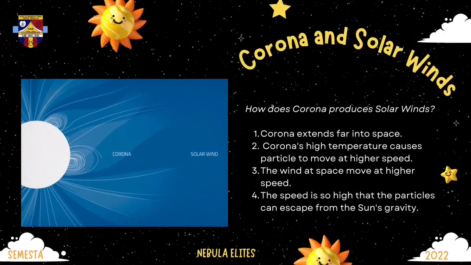Corona and solar winds. How does the corona produce solar winds? The corona extends far into space, and the corona's high temperature causes the particles to move at a higher speed, and the wind in space moves at a higher speed. The speed is so high that the particles can escape from the sun's gravity.